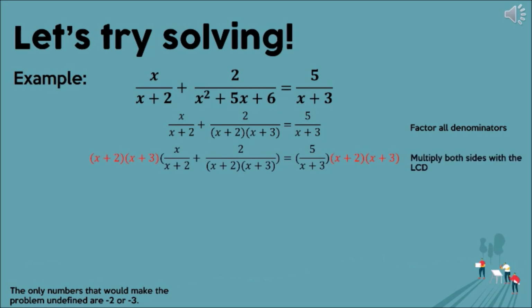So let us multiply it to both sides of the equation. Distribute the LCD inside the groupings. x plus 2 times x plus 3 times x over x plus 2. Cancel out x plus 2, we are left with x times x plus 3, plus x plus 2 times x plus 3 times 2 over x plus 2 times x plus 3. Cancel everything in the denominator, we have 2.